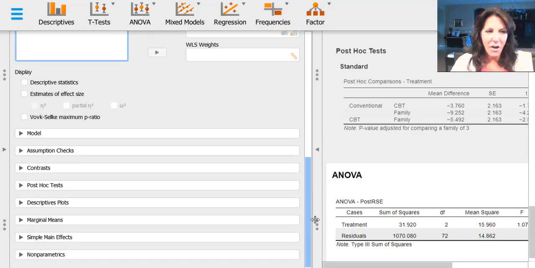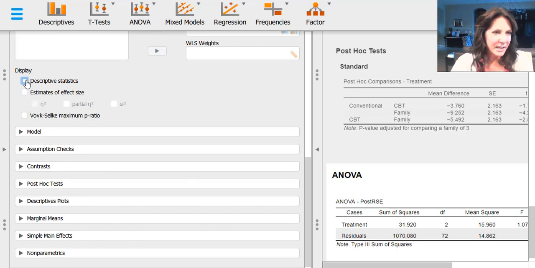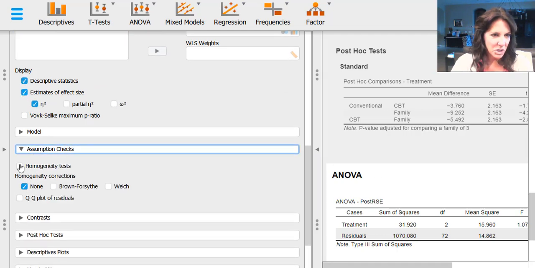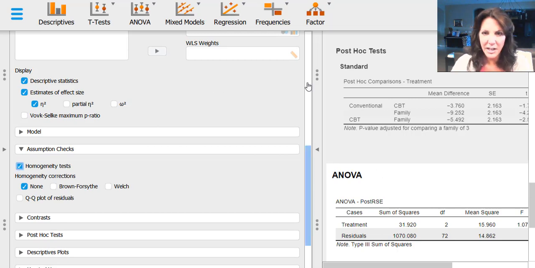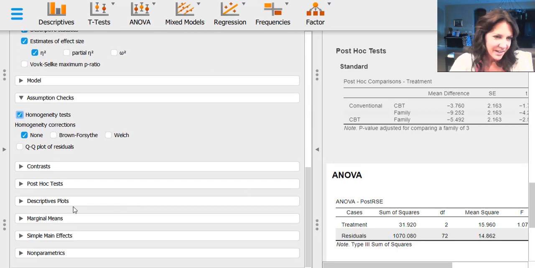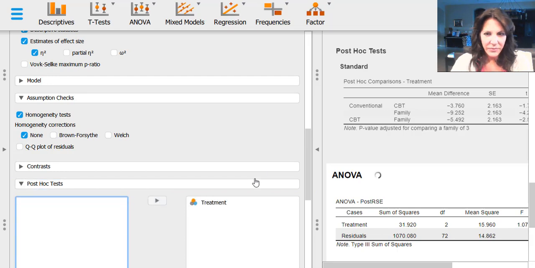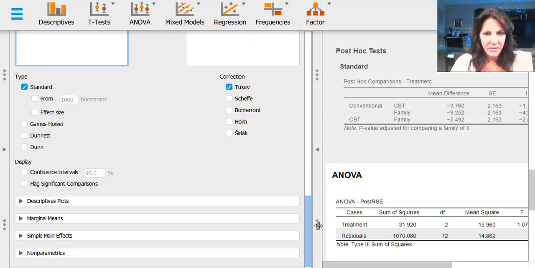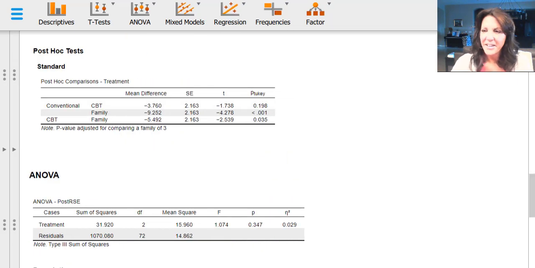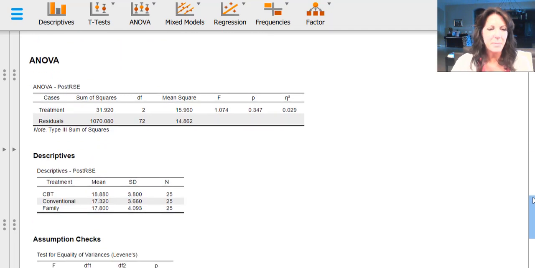Let's go down and click all the things that we need to normally click. Estimates of effect size, assumption checks, homogeneity test. We're going to look at that homogeneity test this next time. We're going to look at post hoc test. Move the treatment over. And we've got Tukey selected. We're good. There's not anything else we need to do, right? I think we're good.